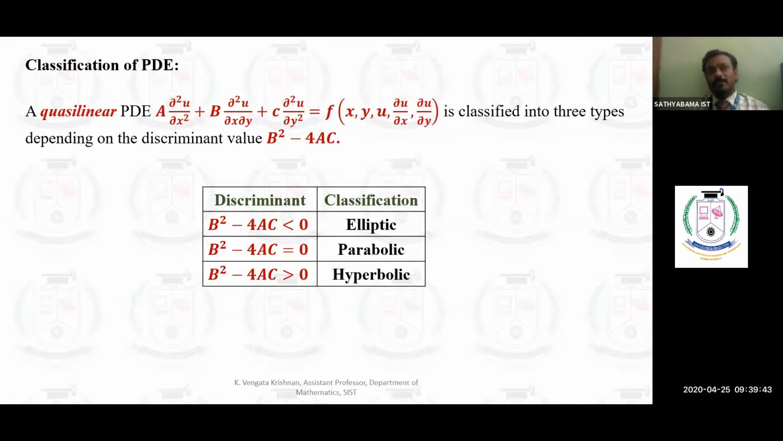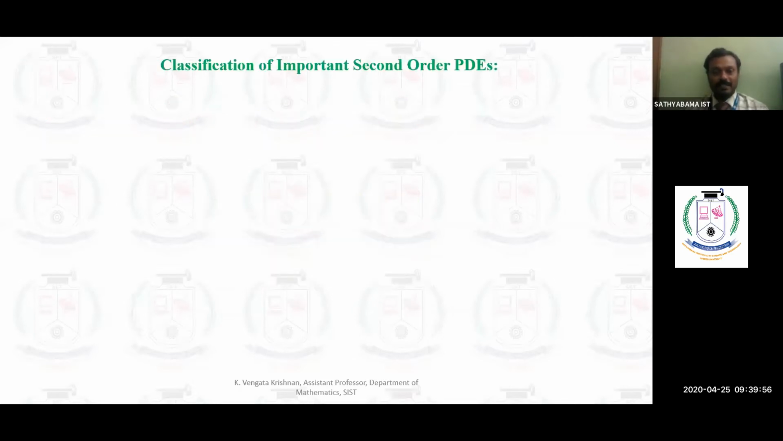And already we have solved analytically the one-dimension wave, one-dimension heat, and two-dimension heat under steady-state conditions. Now let's try to classify those standard PDEs based on their discriminant values. That we'll be doing in the next slide.